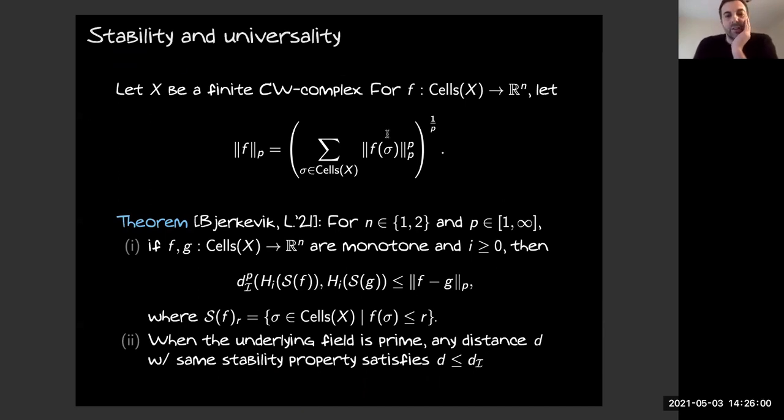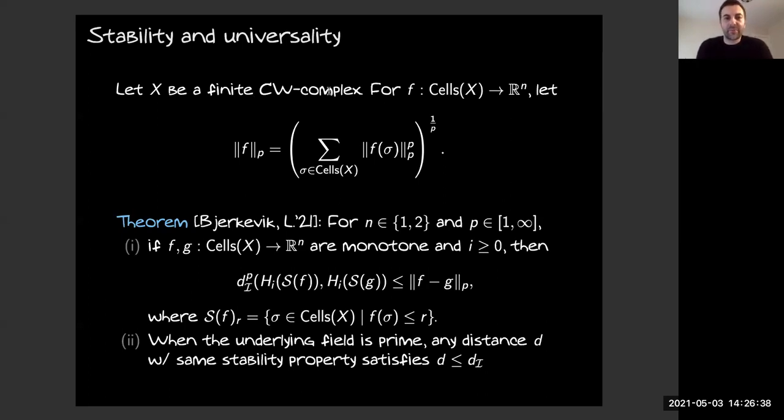Okay, and so now here is the last major result of this paper that I say is going to come out this month. It's the stability result that I promised you, and it actually has a universality part to it as well, and it concerns just 1-parameter and 2-parameter persistence modules. And so inspired by Skraba and Turner, we work in the cellular setting. So let X be a finite CW complex.